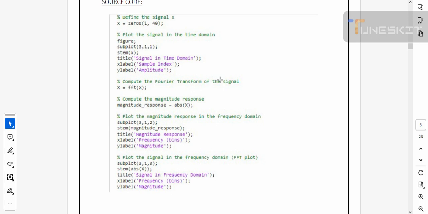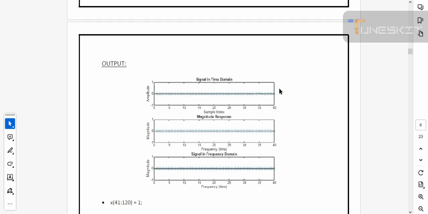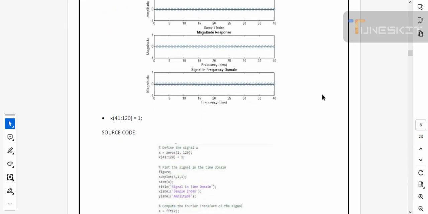After this we use the FFT command, and then we find the magnitude response. Again we use the subplot command, then stem, and also label it. We repeat this process 2 to 3 times, and when we simulate this code we obtain this output. As we can see, the first one is the signal in time domain, the second one is the magnitude response, and the third one is the signal in frequency domain.